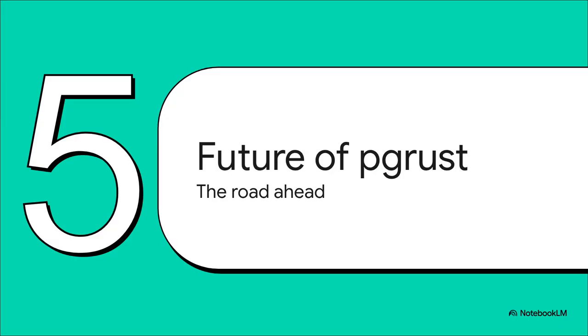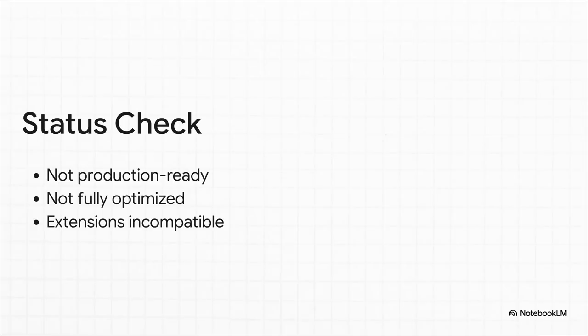Which brings us to our final segment. Section 5, the future of PGRUST. First, we absolutely need a vital status check to ground ourselves. PGRUST is very much an experimental project, and it is explicitly not production-ready yet. While they're getting incredible speed in their internal versions, the publicly available codebase isn't fully performance-optimized just yet. Plus, if you rely heavily on existing Postgres extensions, specifically procedural languages like PL Python, Perl, or TCL, those just aren't generally compatible right now. So definitely do not go ripping out your company's production Postgres cluster today to replace it with PGRUST.